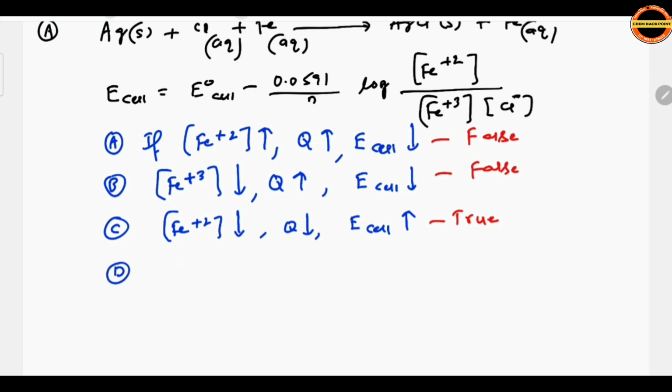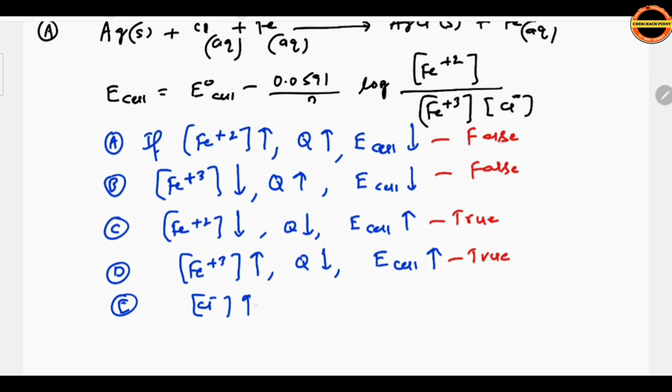Here they specified Fe plus 3. If Fe plus 3 increases, what happens to the Q value? The Q value decreases, so the E cell value increases. Hence the statement is true. See how many statements they gave. Then, increase in Cl minus.